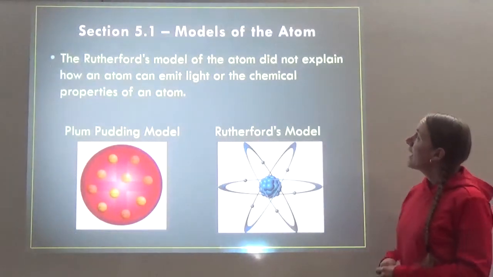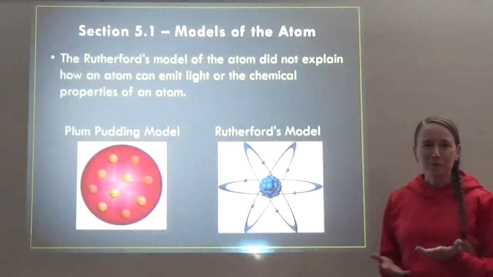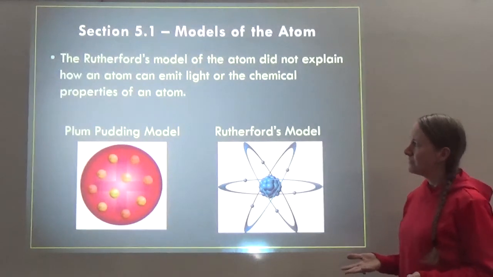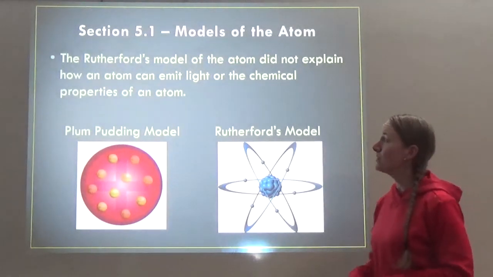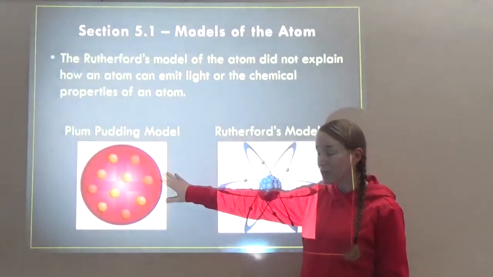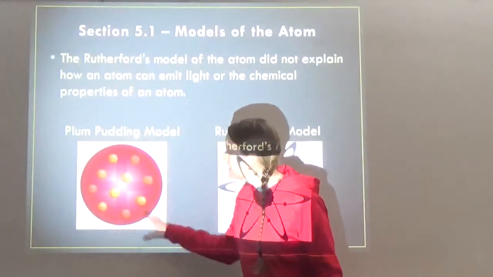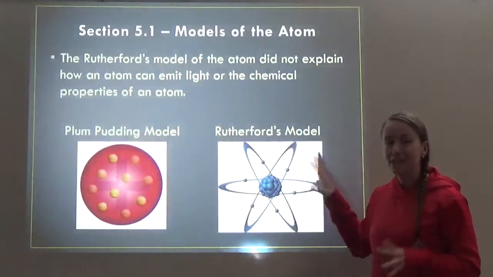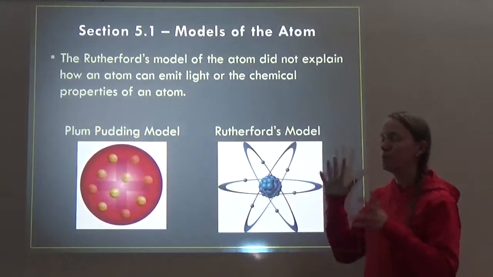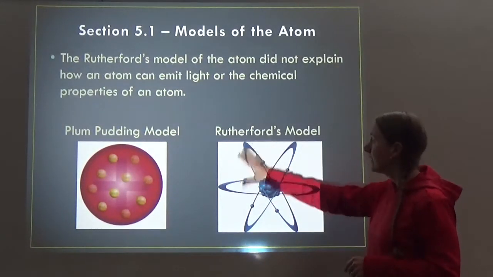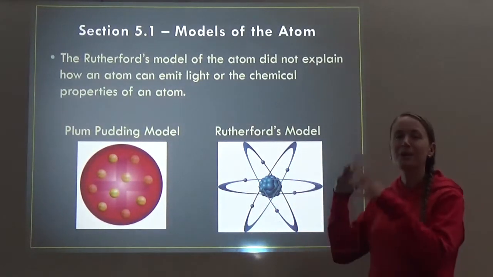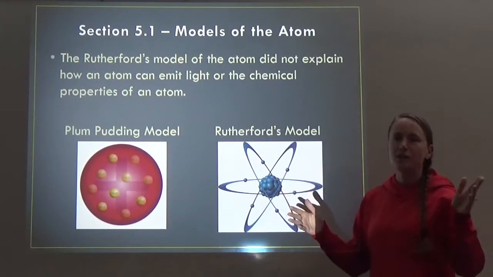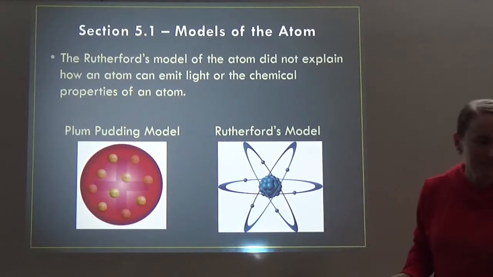Rutherford's model of the atom did not really explain how an atom can emit light, like if you heat it or electrify it, or the chemical properties of an atom. If you remember from chapter 4, we learned about J.J. Thomson's plum pudding model, and he thought there was a big positive area with electrons throughout. Then Rutherford did his gold foil experiment and discovered there's a nucleus, and the electrons take up most of the volume, but his model didn't really say what they were doing. It just said, oh, they're out there. So we needed to get a little more specific than that.